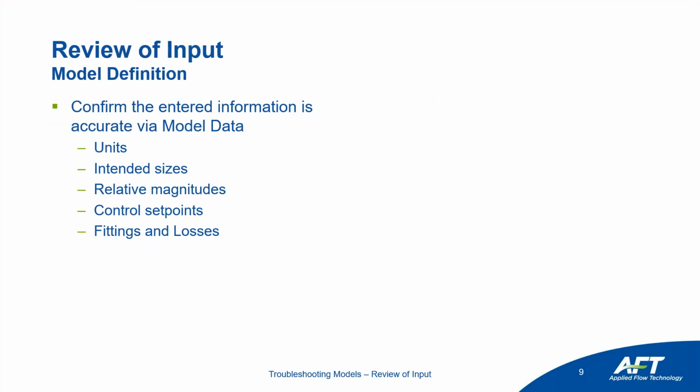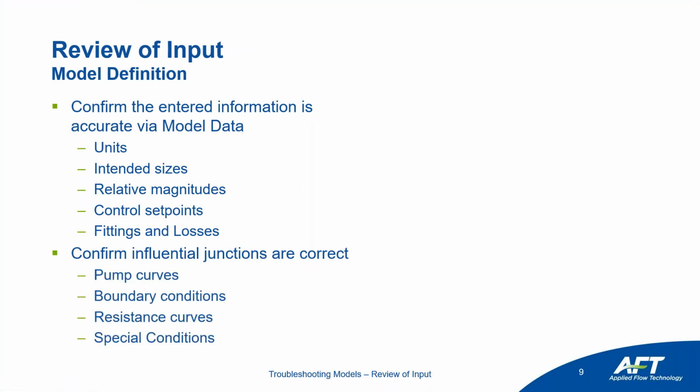So model data is really useful for pipes, but it's also really useful for looking at influential junctions. What I would consider influential is things like pump curves, where how that pump is defined is going to inform a lot about your flow rate, and it'll be much more sensitive than a valve state or a valve K factor, for example. Boundary conditions, as we saw looking at the reservoir, resistance curves, which is a way that we can represent losses in our system, and then also special conditions.